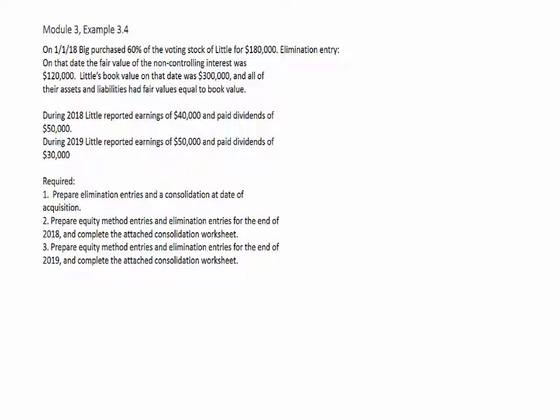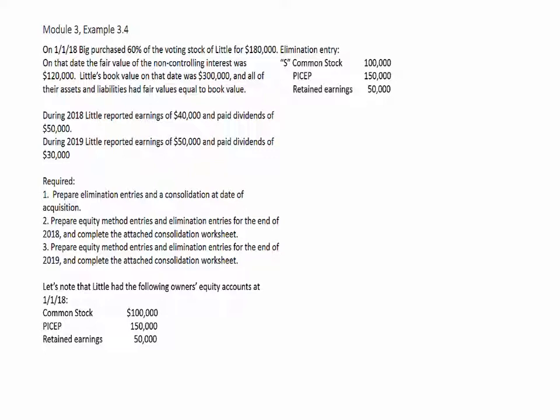Our job, of course, is to prepare elimination entries and prepare consolidation worksheets for the date of acquisition, the end of 2018, and the end of 2019. So first, let's note that Little had the following owner's equity accounts on the date of acquisition: common stock $100,000, paid in capital in excess of par $150,000, and retained earnings of $50,000.